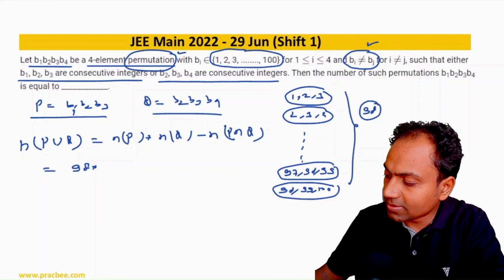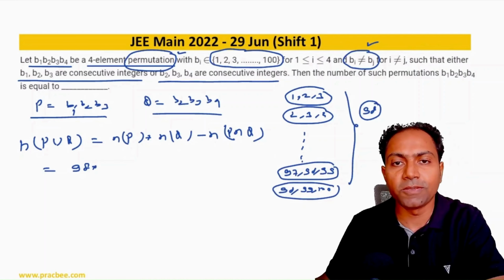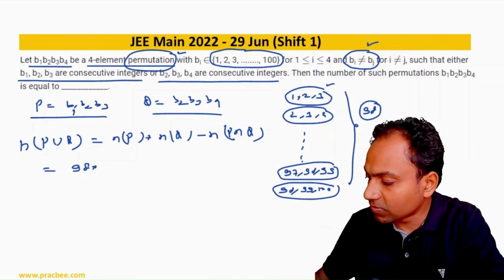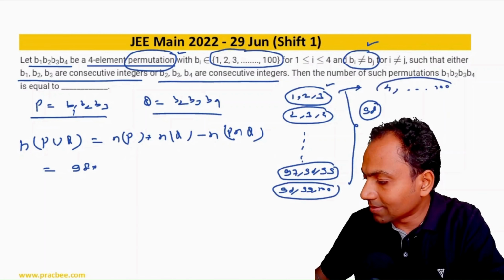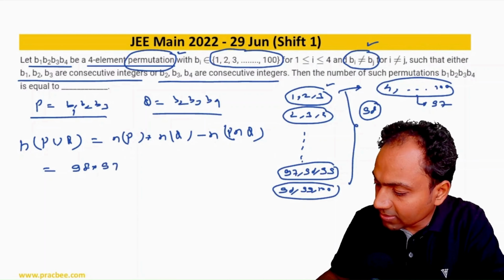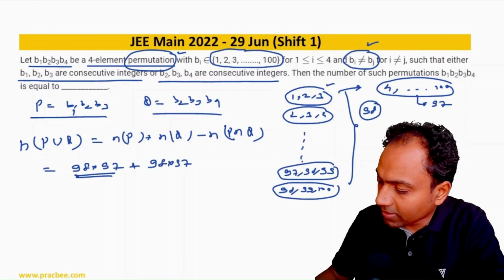Once you have done that, since no number is the same between B1, B2, B3, the next one can be chosen from the remaining. For example, if I take this first one, now B4 can be chosen from 4 to 100. And these are again 97 numbers. So the next one can be chosen in 97 ways. So the first part becomes 98 into 97. Second will also be the same, there is nothing different. But in the fourth part, now let us see what is happening.